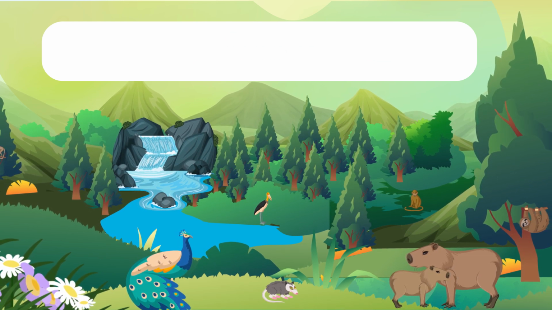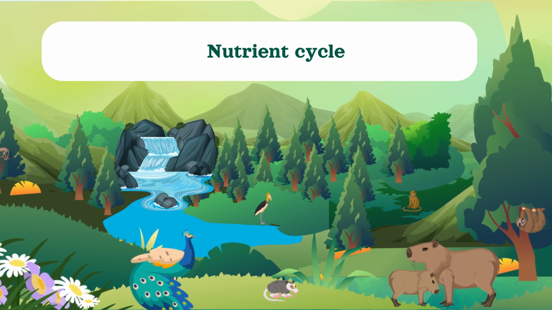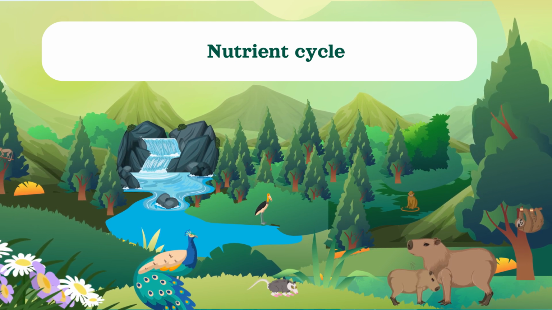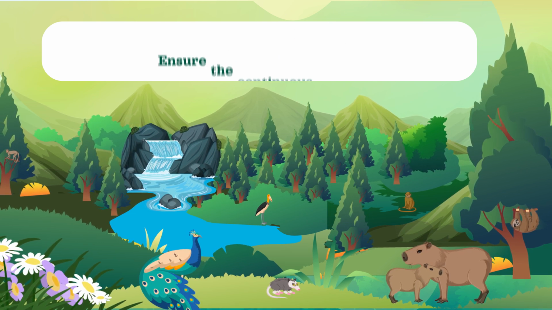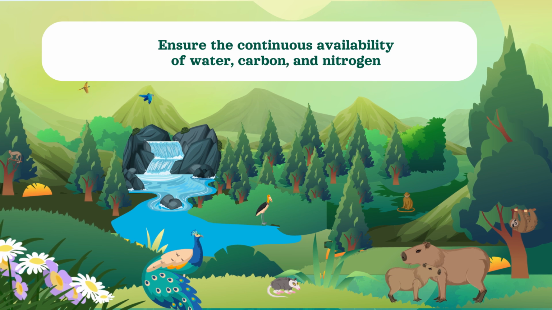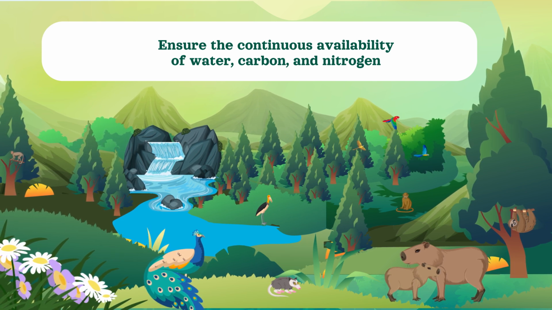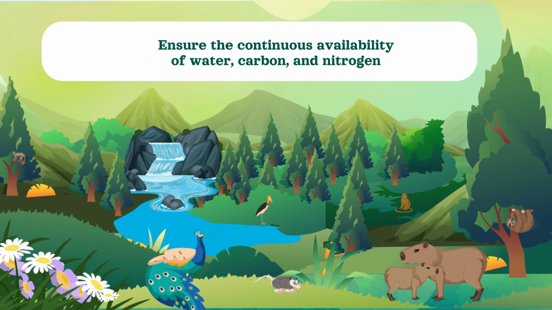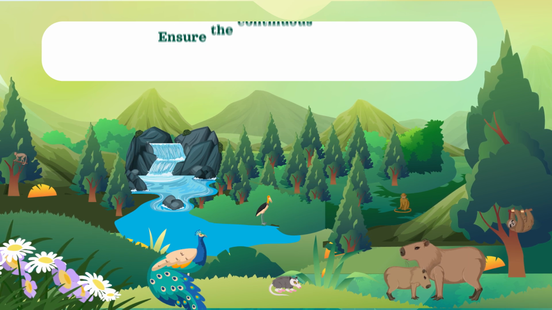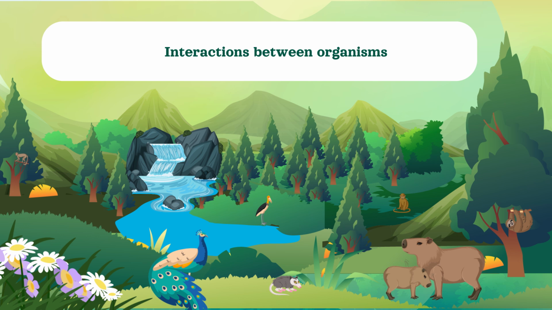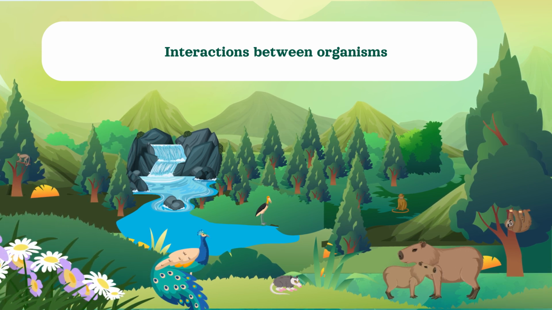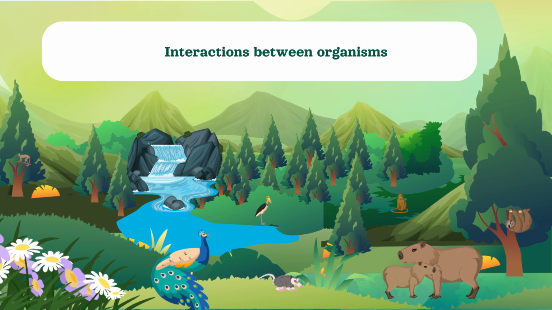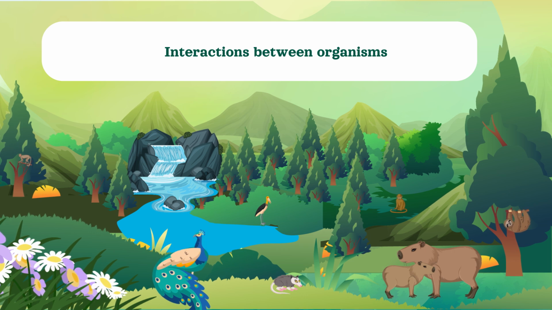the soil. Nutrient cycle. Nutrient cycles, such as the water cycle, carbon cycle, and nitrogen cycle, are essential for sustaining life in an ecosystem. These cycles ensure the continuous availability of water, carbon, and nitrogen, which are vital for the growth and survival of organisms. Interactions. Interactions between organisms such as predator-prey relationships, symbiosis, and competition play a significant role in shaping the ecosystem. These interactions determine the population dynamics and distribution of species within the ecosystem.